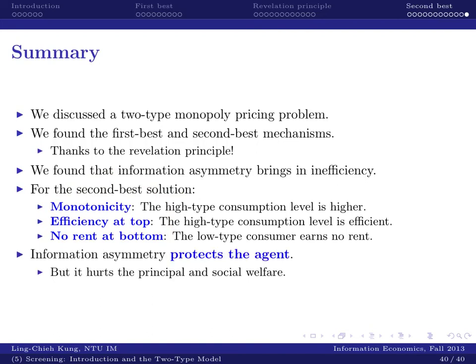Finally, as we always mention, information asymmetry is the thing that protects the agent and hurts the principal and social welfare. So as a principal, you want to find some way to deal with information asymmetry, and essentially that's the screening technique we just saw by solving the two-type problems.